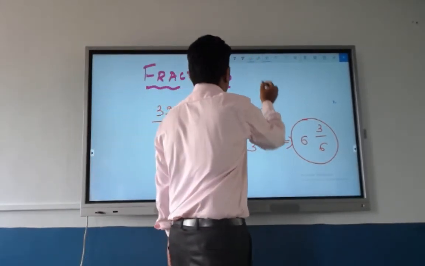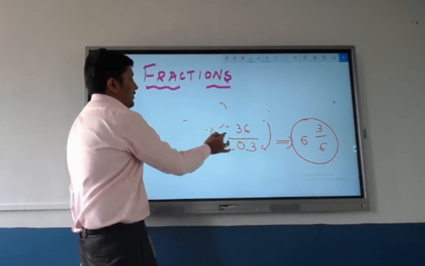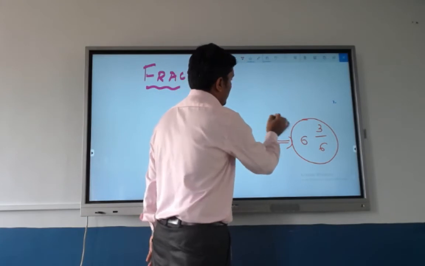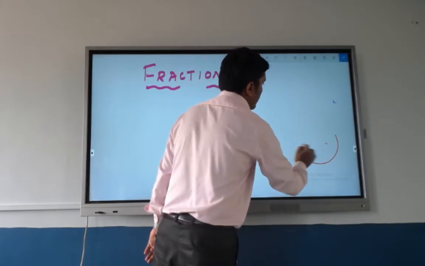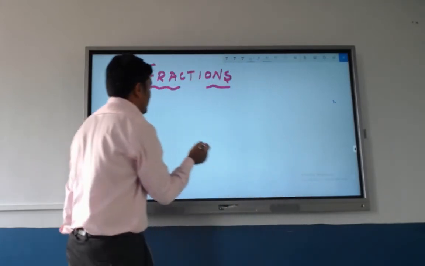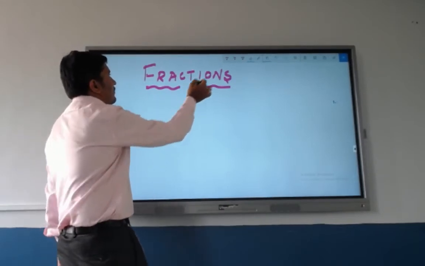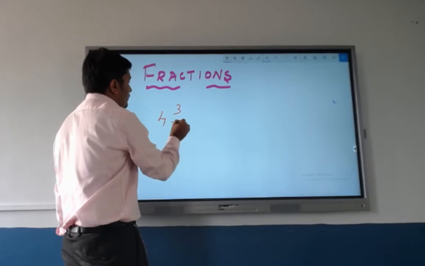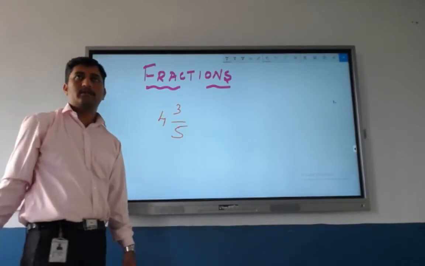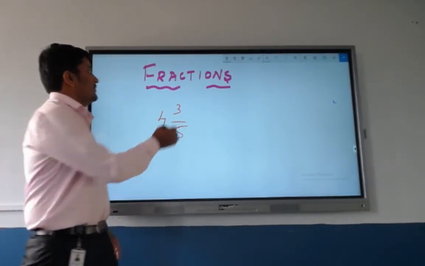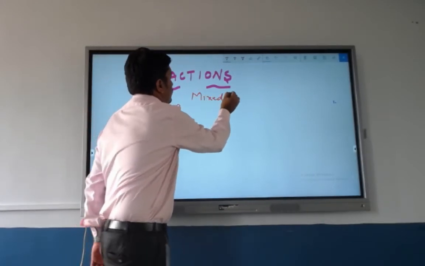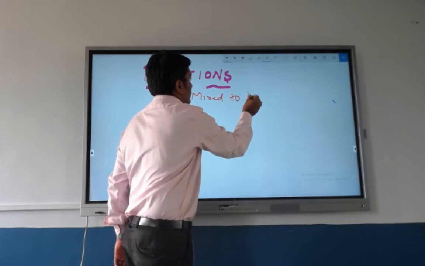Now we will convert a mixed fraction to an improper fraction, vice versa. How to convert a mixed fraction to improper? Take one example here. The mixed fraction 4 3 upon 5. This is a mixed fraction. How to convert it to improper?